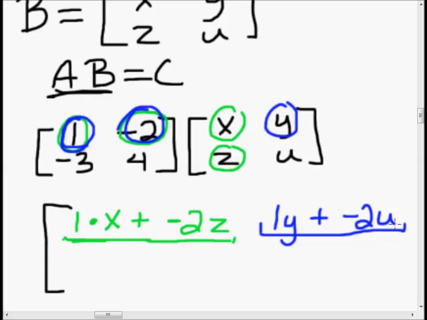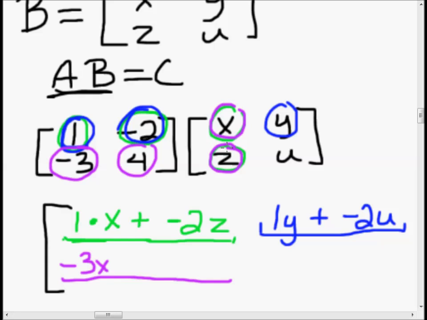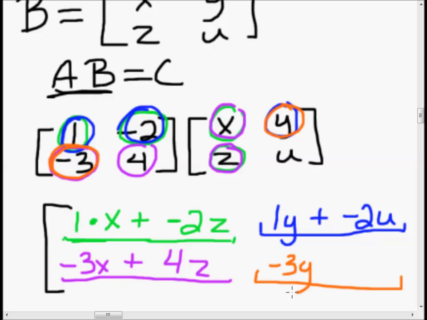This is all about patterns. You just got to get familiar with them. And for our third color, it's kind of purple. So we're going to do this one. And this one is -3x. Are you seeing what I'm doing here? -3x and 4z, so it's plus 4z. And then finally, for our last one, we're going to do orange. I'm running out of colors. We're going to do -3y and 4u.